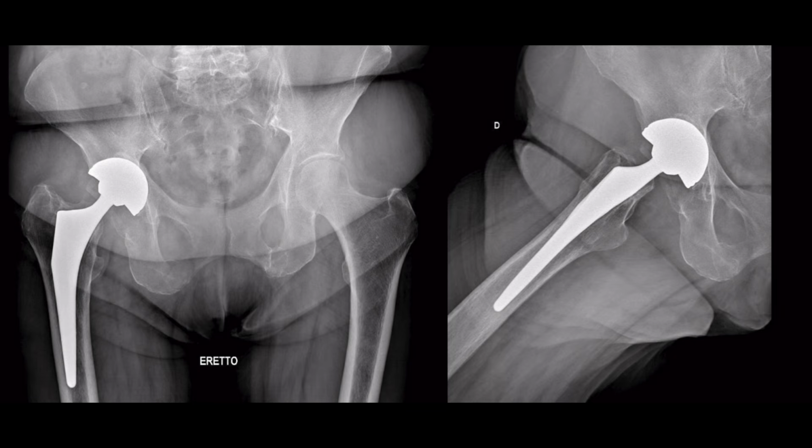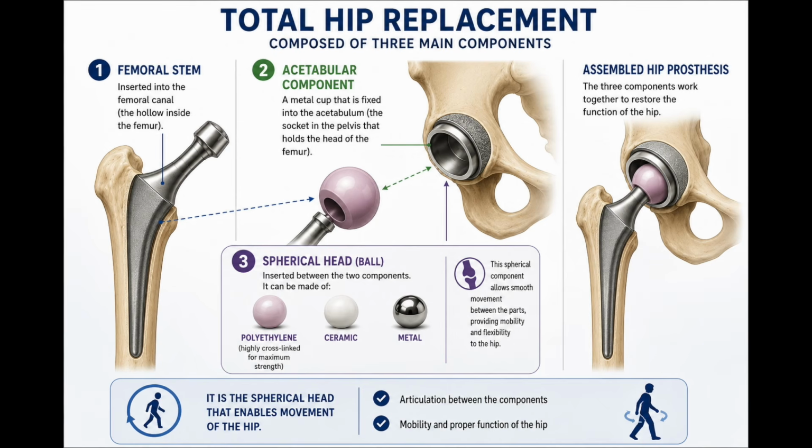Total hip replacement is composed of three main elements: the femoral stem, which is inserted into the canal of the femur; the acetabular component, a sort of metal cup that is fixed in the acetabulum, that is, the cavity of the pelvis that houses the head of the femur; and the spherical prosthetic head, which fits between the two previous components and can be made of ultra-high-strength polyethylene, ceramic, or metal, depending on the type of prosthesis and the patient's needs. It is precisely this spherical component that allows movement between the different parts of the prosthesis, allowing the hip to maintain good mobility and functionality.